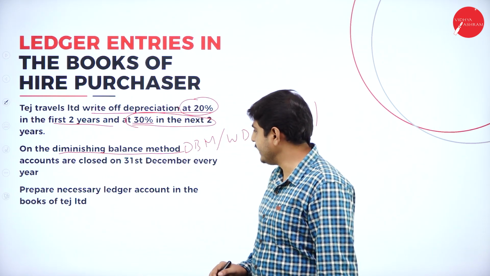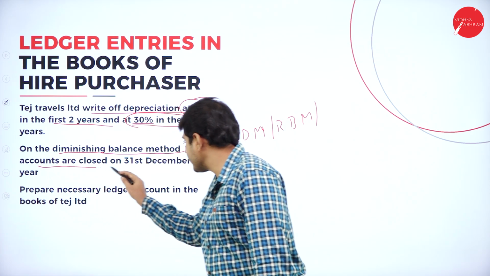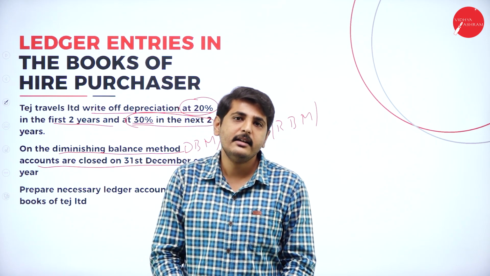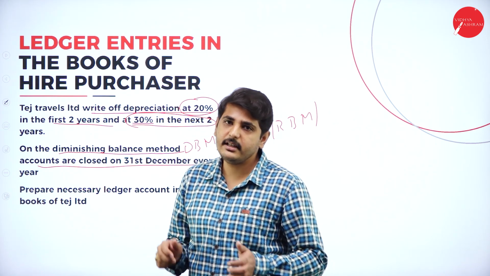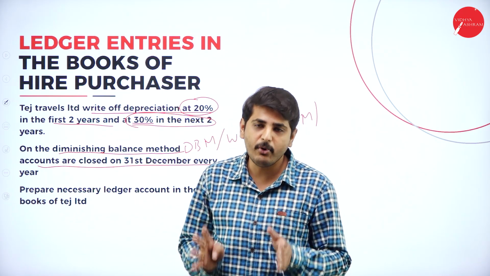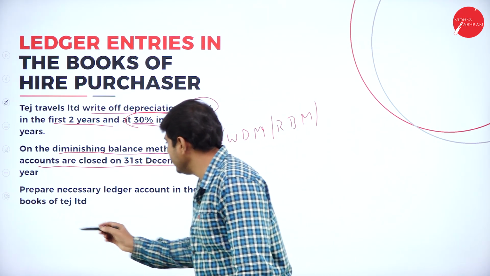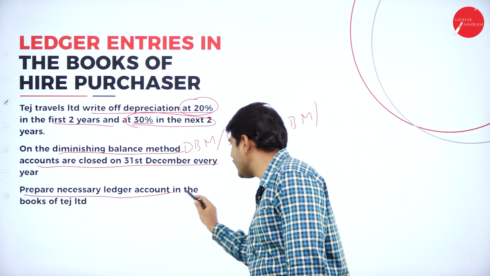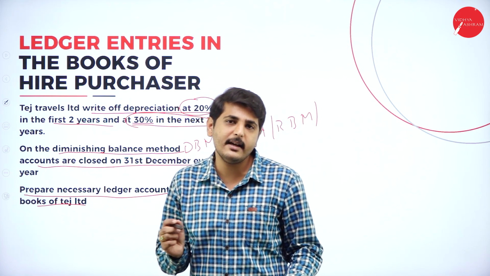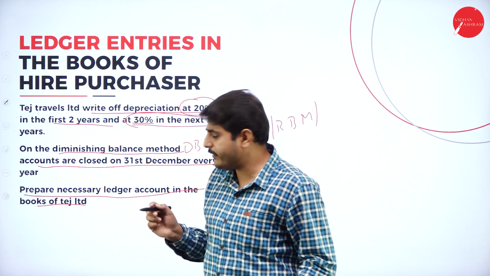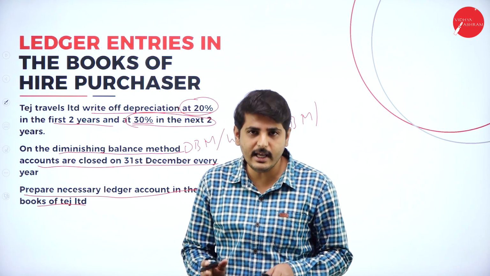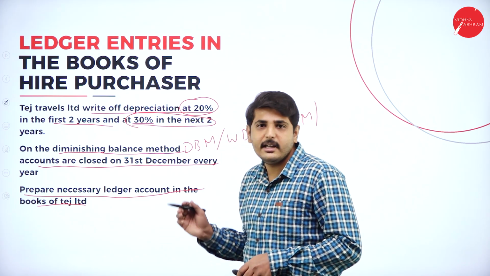Diminishing balance method. Accounts are closed at 31st December every year. So we have to calculate the depreciation, interest, installment, everything, and we have to prepare accounts for 4 years. And which account do we have to prepare? Prepare necessary ledger accounts in the books of Tej Limited. Who is Tej Limited? Tej Limited is the hire purchaser. So in the books of hire purchaser, we have to prepare ledger entries. Are you clear? I hope you are clear. Let's go to the next slide.